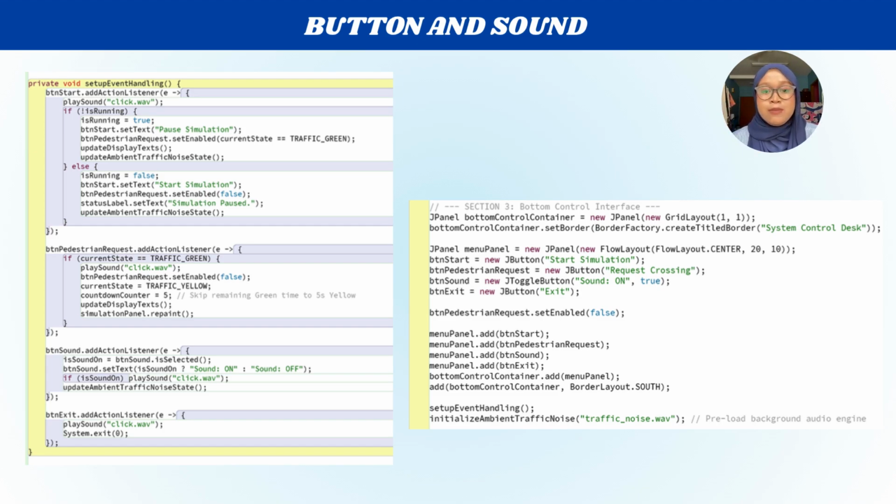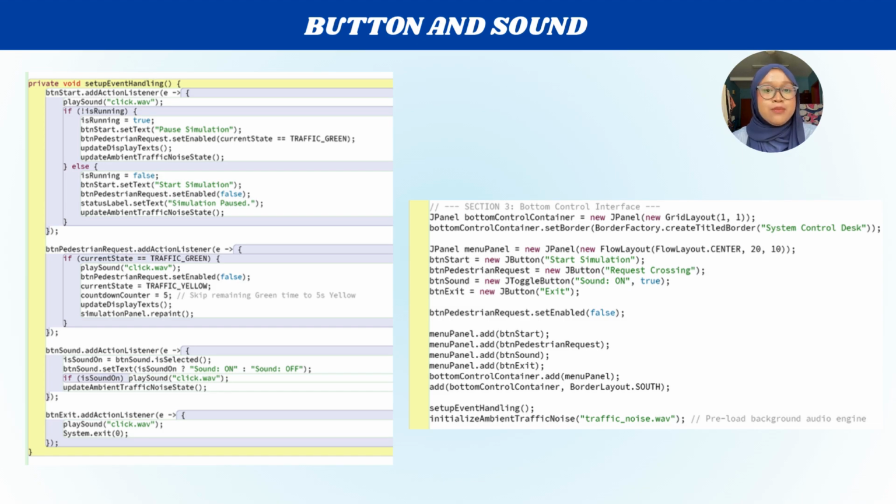To ensure realistic behavior, the pedestrian request button is explicitly disabled by default using setEnabled(false). It only becomes clickable when the vehicle light turns green, ensuring the pedestrian can't disrupt the flow at the wrong time. Next, inside the setup event handling method, I attach action listeners to bring these buttons to life.